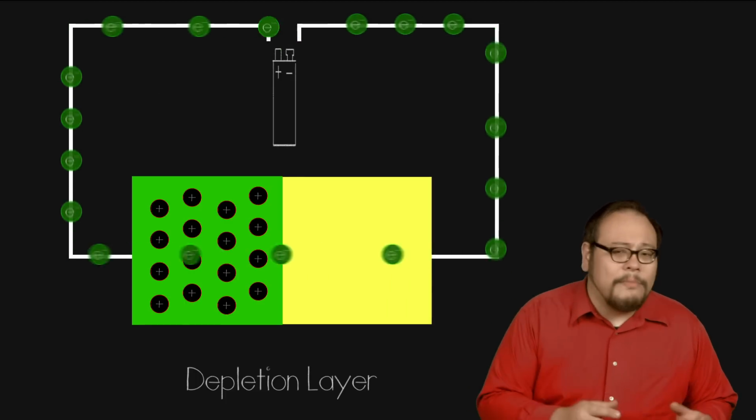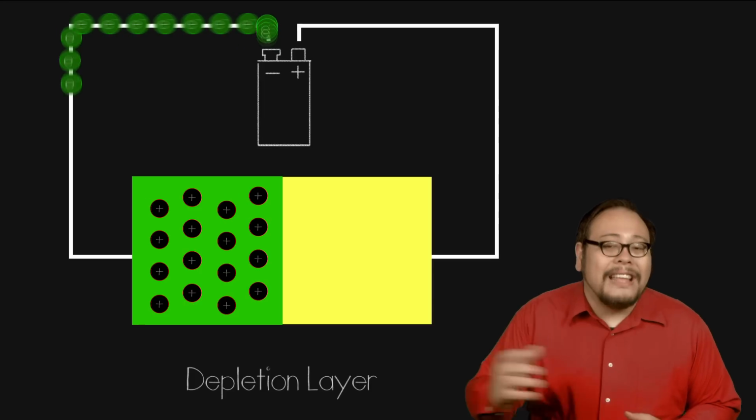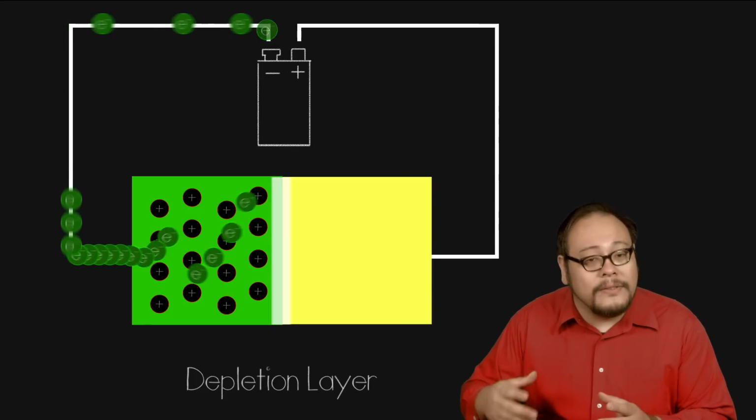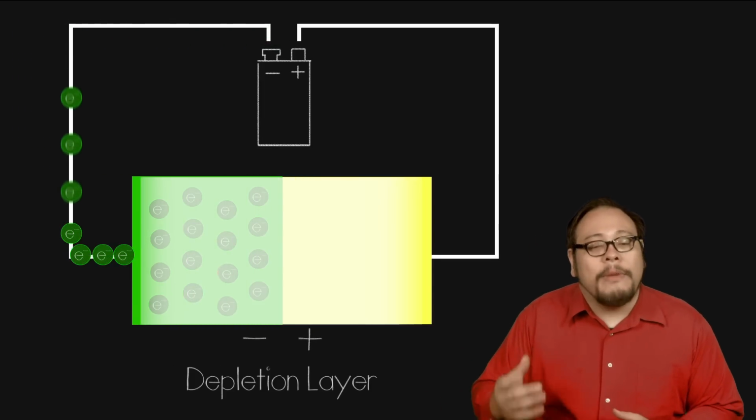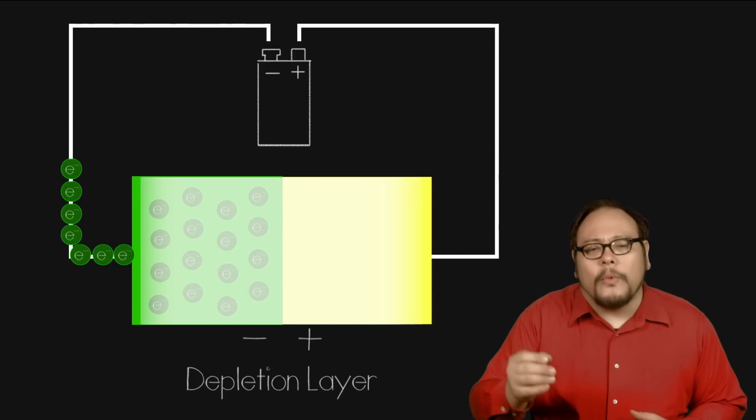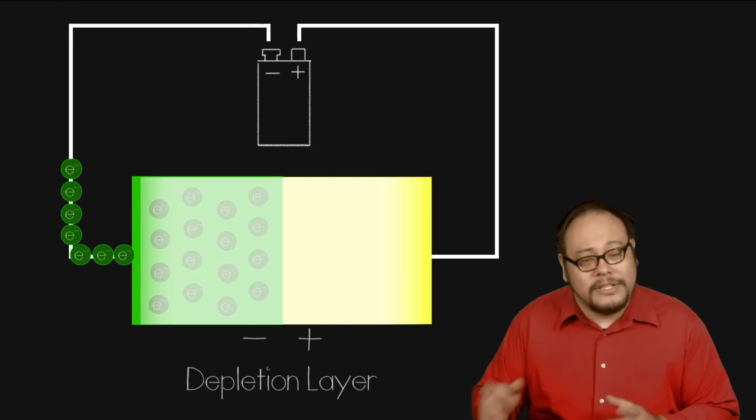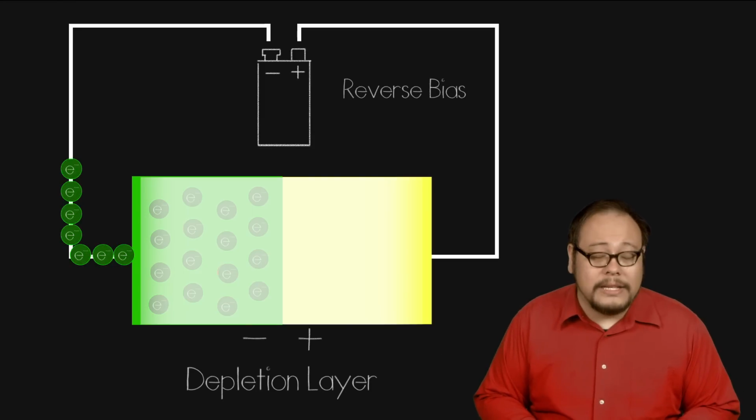If we reverse the polarity of the battery, we are adding electrons into the diode, which fills the holes and ends up repelling electrons from the battery. The current will not flow in this direction. This is called reverse bias.